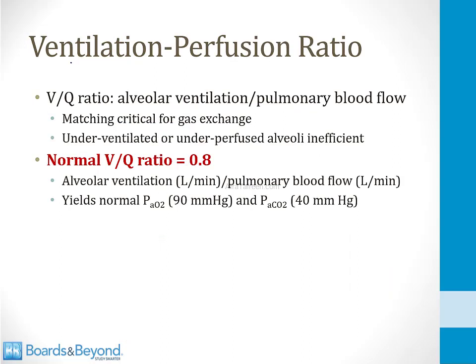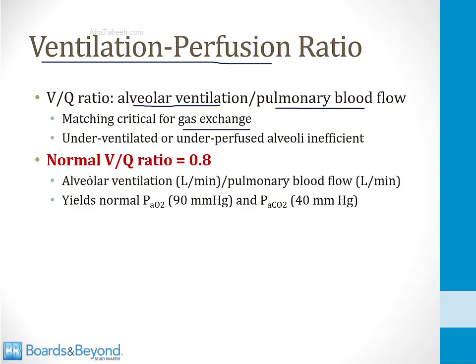So it's important to understand about ventilation and perfusion and how they change in different parts of the lung, but what really matters in terms of gas exchange is the ventilation to perfusion ratio. This number is the alveolar ventilation in liters per minute divided by the pulmonary blood flow, and matching of ventilation to perfusion is critical for gas exchange. If you have parts of the lung with great ventilation but very little blood flow, that's inefficient for gas exchange. The same is true if you have lots of blood flow but very little ventilation.